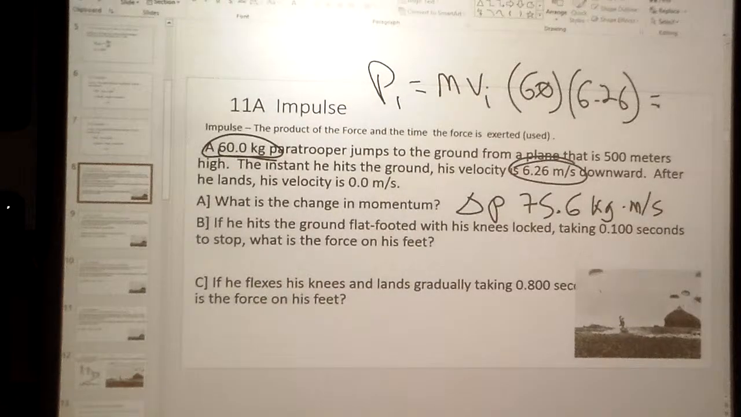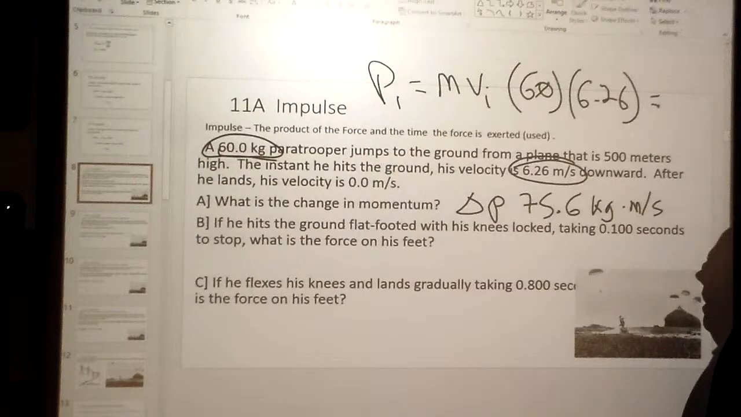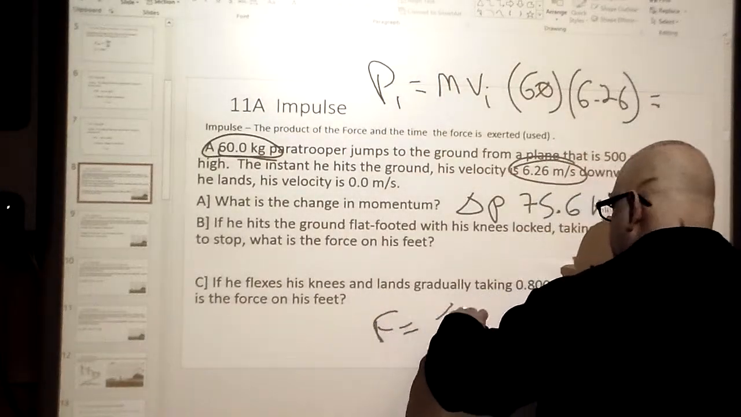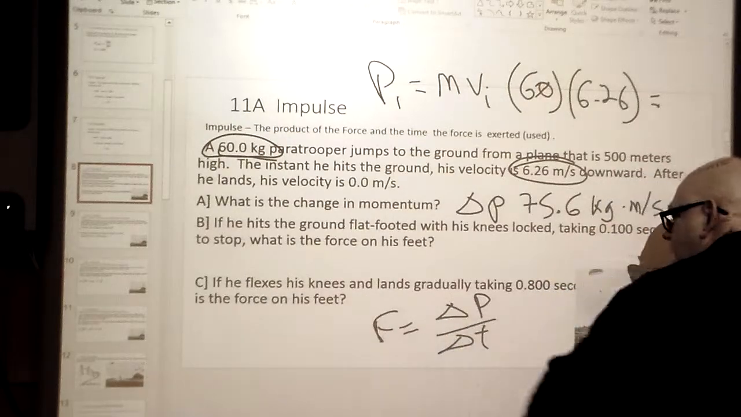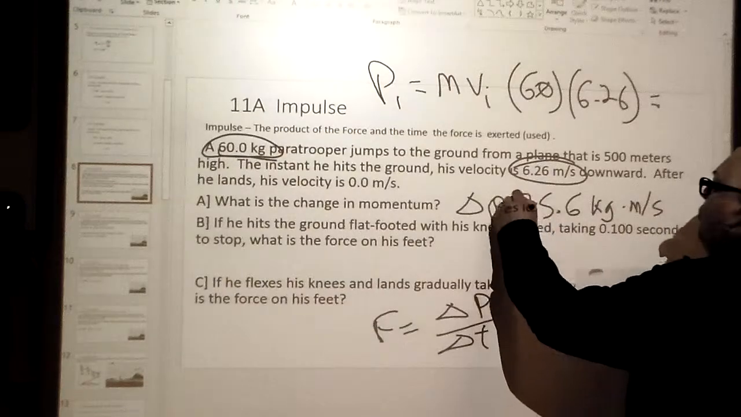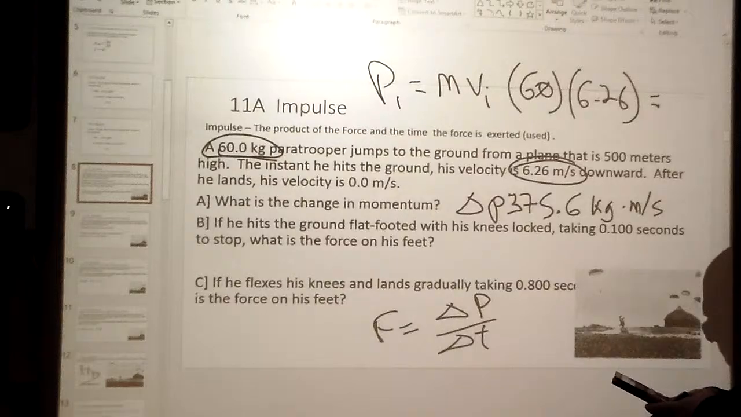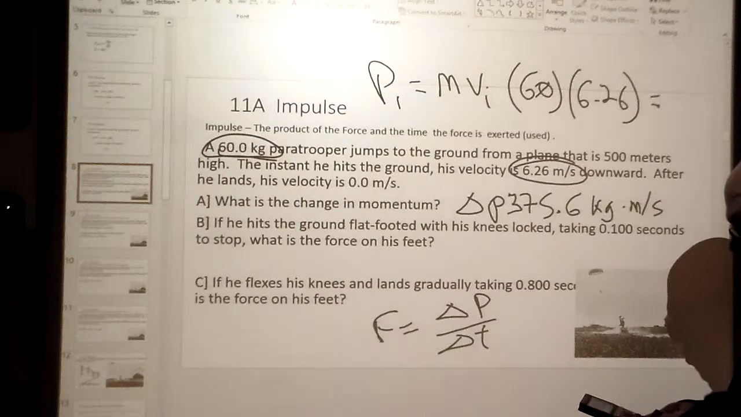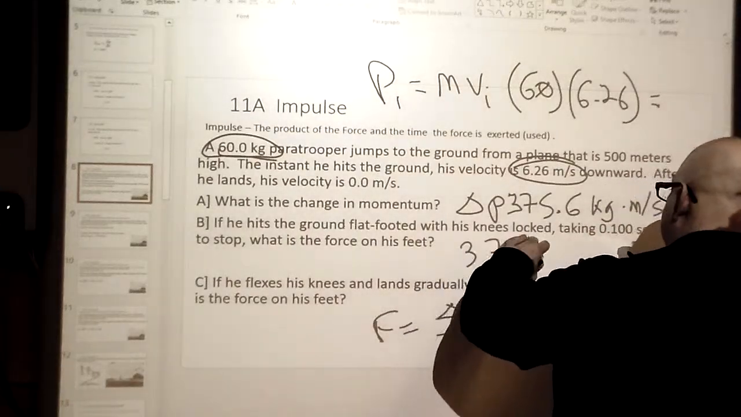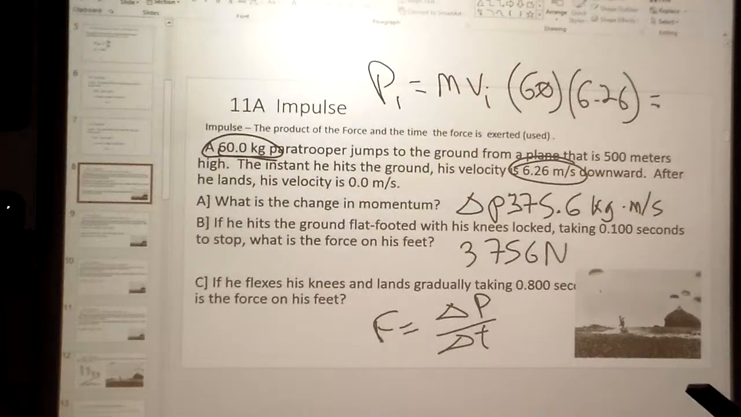If he hits the ground flat-footed with his knees locked, stopping in 0.100 seconds, what's the force on his feet? Now you're looking at the stopping time. Force is equal to the change in momentum over the change in time, as we saw earlier. So it was 375.6 divided by, well, what's the time? 0.1 seconds. So we get a force of 3,756 newtons that land on his feet.